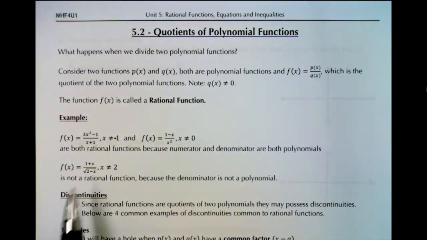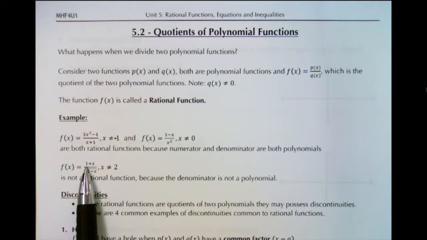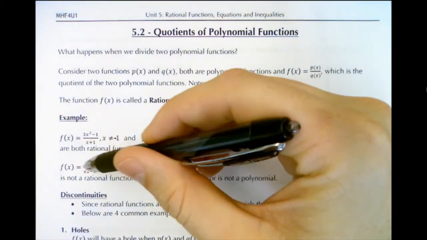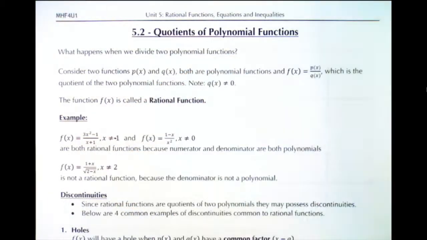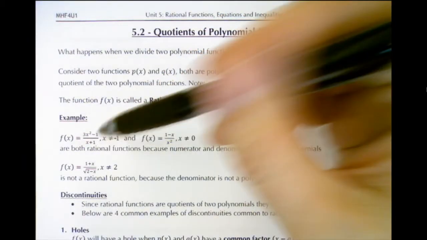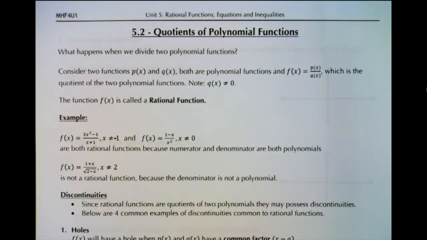A non-example would look like this. In the numerator, we have 1 plus x, which is polynomial. That's a degree 1 polynomial or equation of a line. In the denominator, we have the square root of 2 minus x. We do have a restriction that x can't be 2 because that would make the denominator 0, but our denominator is a root function, which is not a polynomial function. Therefore, this function f of x is not a rational function. So to summarize, rationals have to have numerator and denominator as polynomial functions.